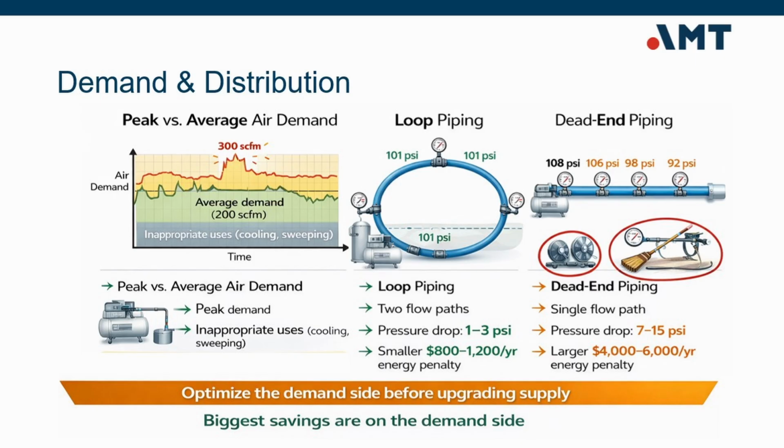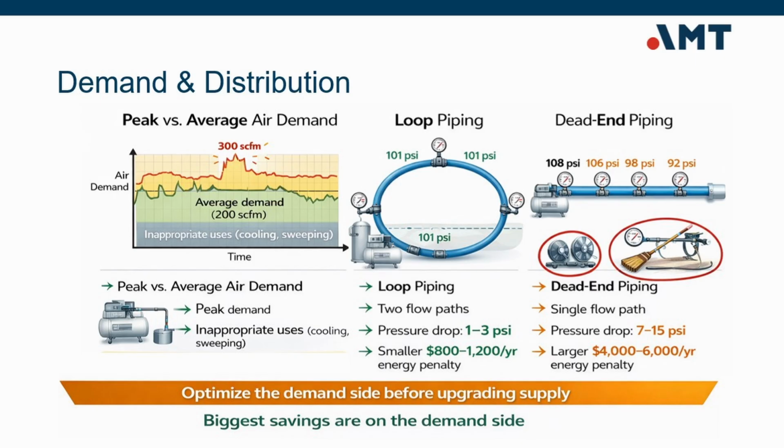Now let's look at the distribution. In the center, you'll see a loop piping system. Loop piping provides two flow paths that reduce pressure drop and help maintain more uniform pressure throughout the facility, often limiting pressure drop to just 1 to 3 psi. On the right, you see a dead end piping system.